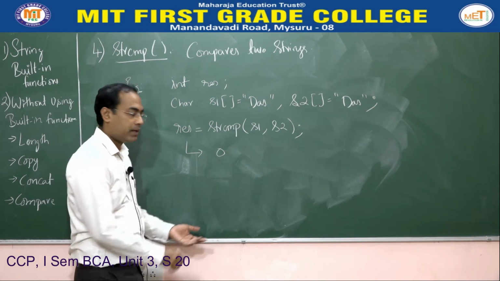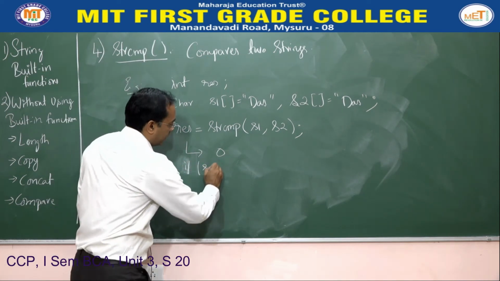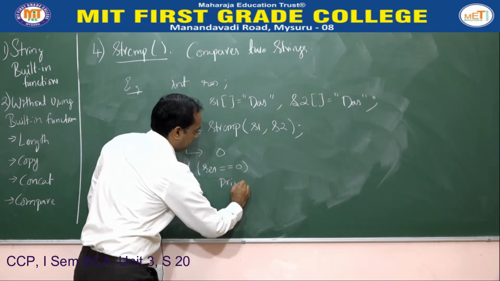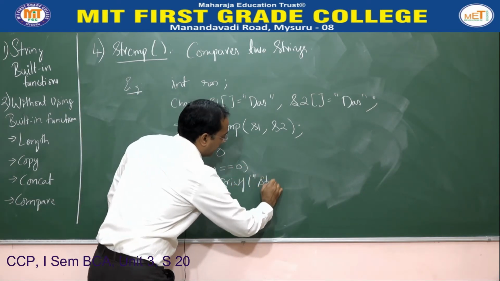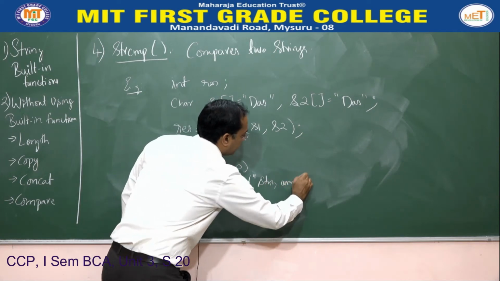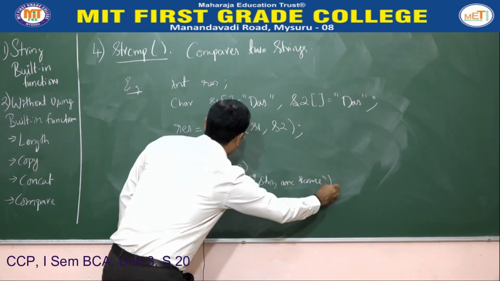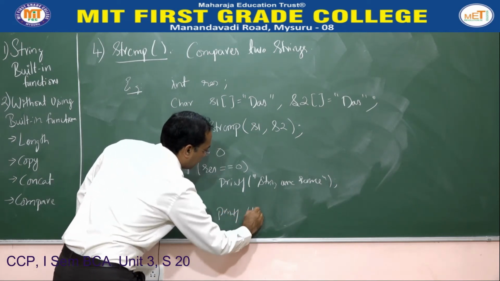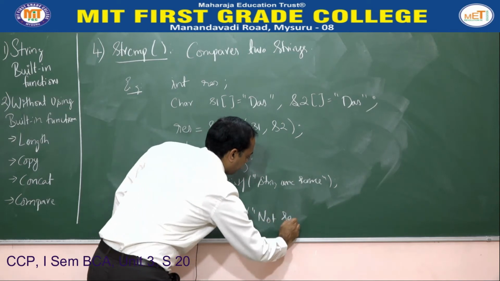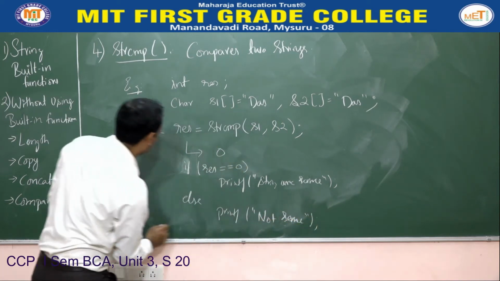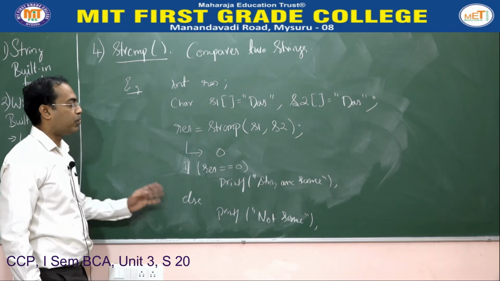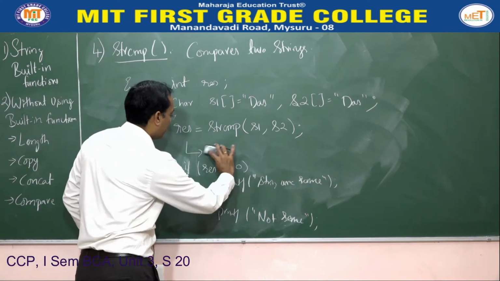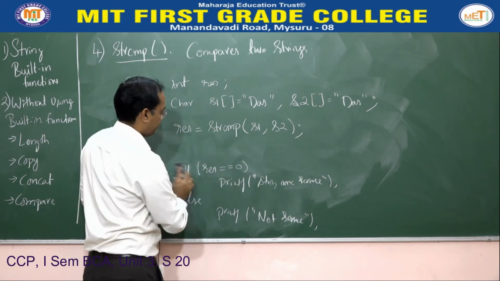Now how to display? If result equal to 0, printf strings are same or similar. Otherwise, else printf not same. Like this, you have to use decision making and complete the program. Okay. So I'll make some changes over here.